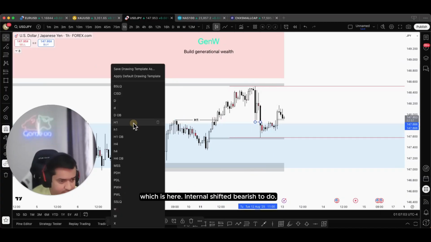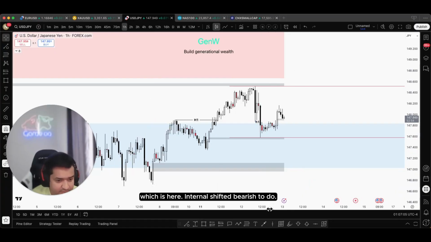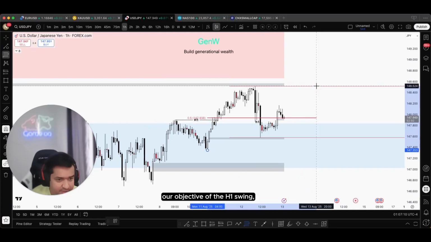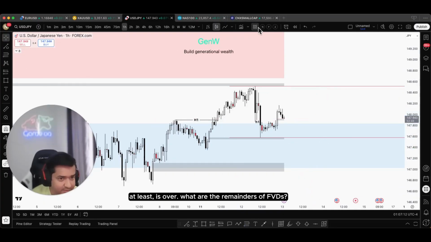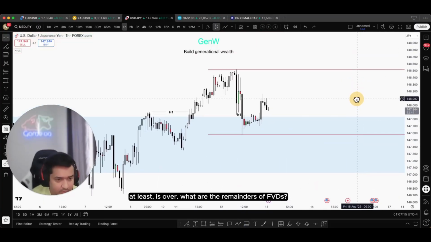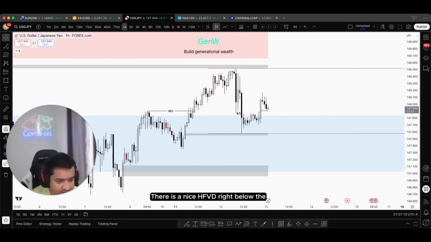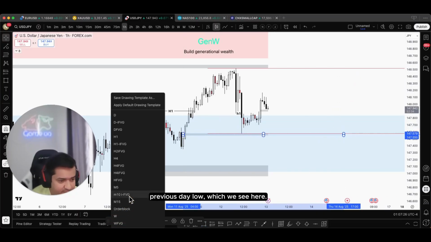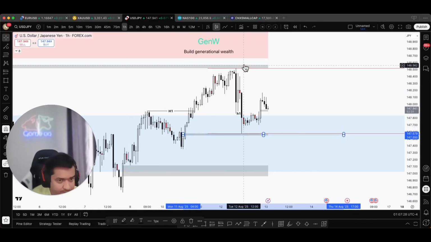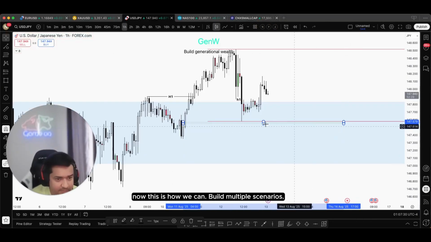Internal had shifted bearish, which is here. Internal shifted bearish to do what? It mitigated the discounts. Our objective of the H1 swing at least is over. What are the remainders of FVGs? There is a nice HFVG right below the previous day low, which we see here.